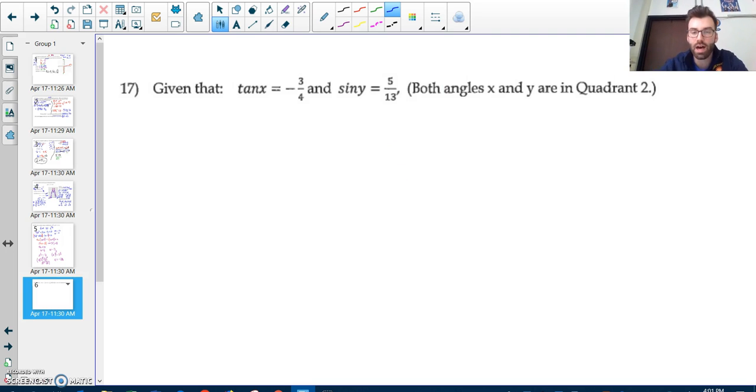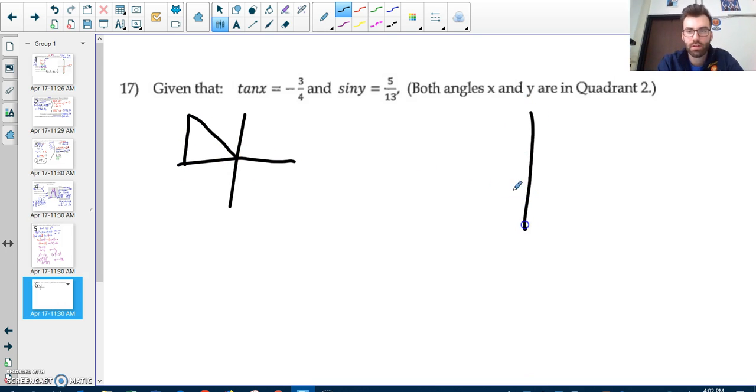Okay, whatever. Given that tan of x equals negative 3 over 4 and sine of y equals 5 over 13, note that both angles x and y are in quadrant 2. So we have x and y. I'm going to draw two pictures with two triangles, both in quadrant 2, x and y. So tangent of x is negative 3 over 4.